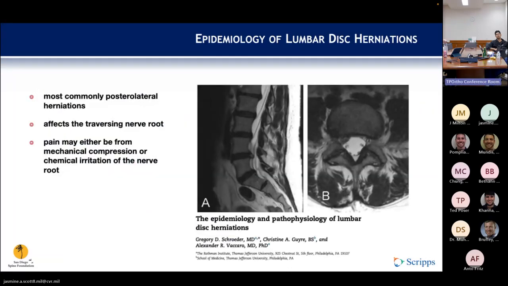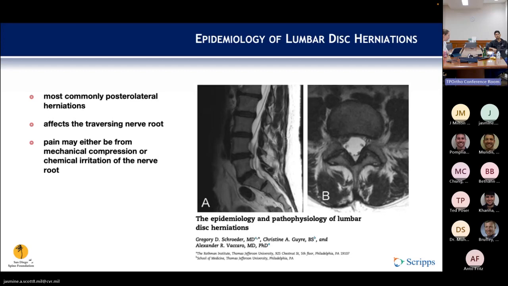And then just going back to the Vaccaro paper out of Rothman, just wanted to point out that those posterior lateral herniations are the most common, affecting the traversing nerve root. So at L4-5, it would be L5, L5-S1 would be S1.